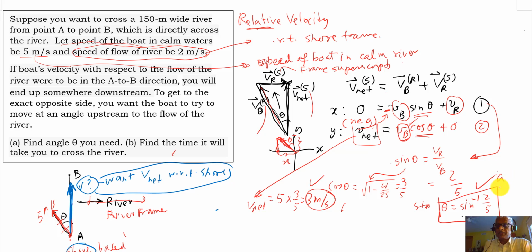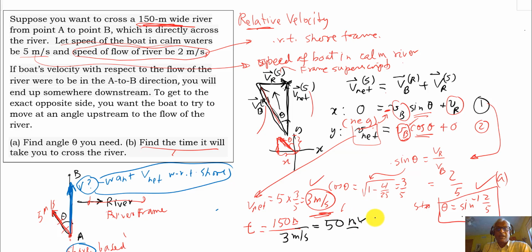This is the angle, this is part A. Once you find the speed we can find the time, because we know how wide the river is. So the time it will take is 150 meters over 3 meters per second, and that gives you 50 seconds. Okay, so this is B.